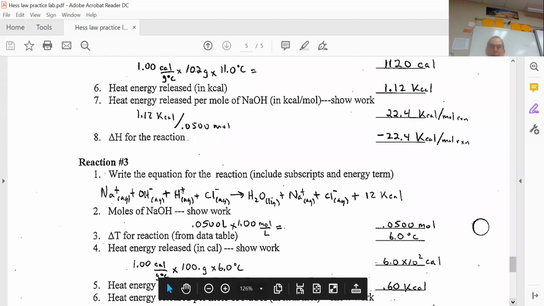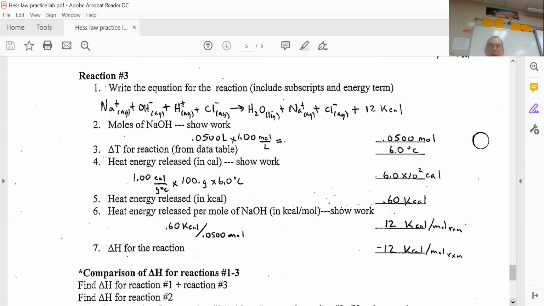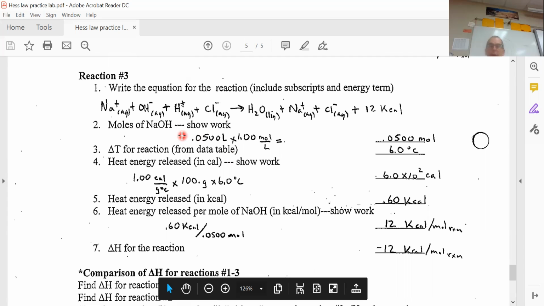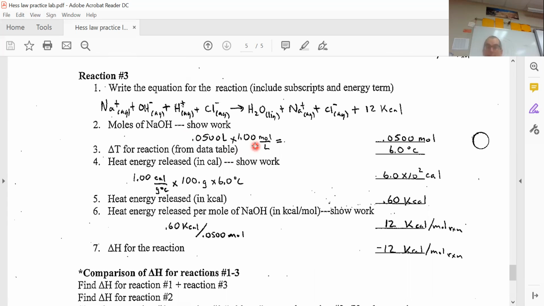The third reaction is kind of interesting because I have 2 solutions. I have 50 milliliters of NaOH and 50 milliliters of the acid. So I take my liters times molarity of NaOH, and I get 0.0500 moles. Now, it just so happened the acid or the base wasn't a limiting reactant. I had 0.0500 moles of each one. So everything supposedly reacted. I get my temperature change, the heat energy released.